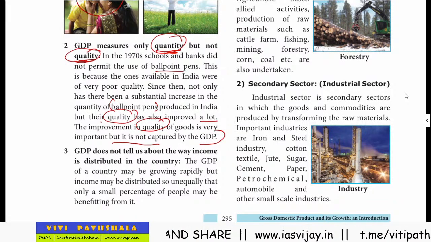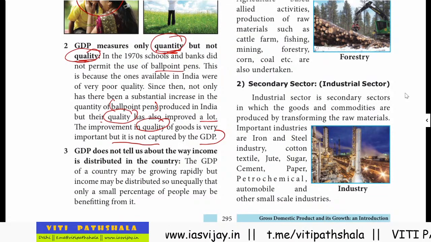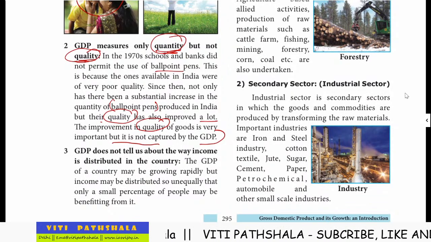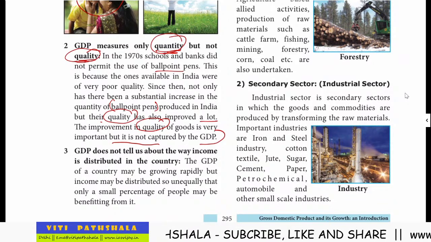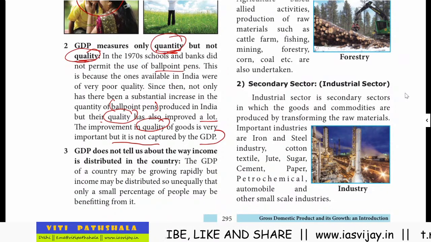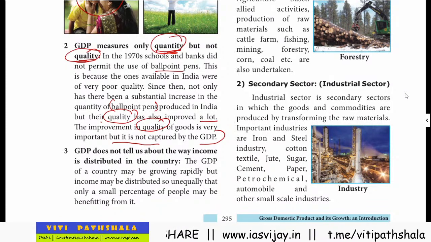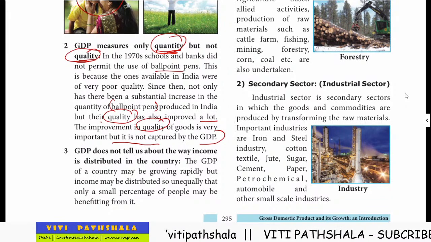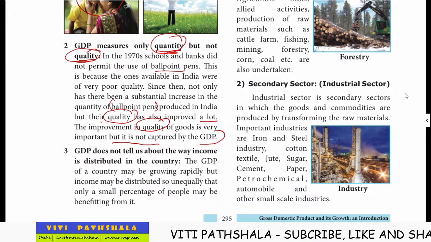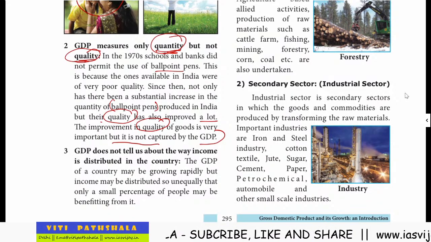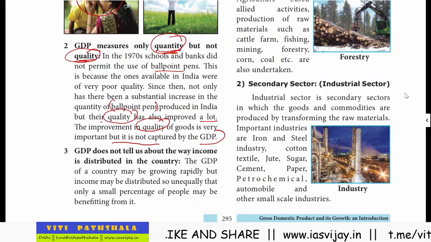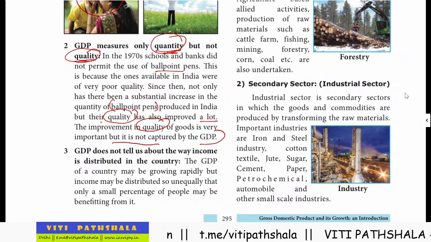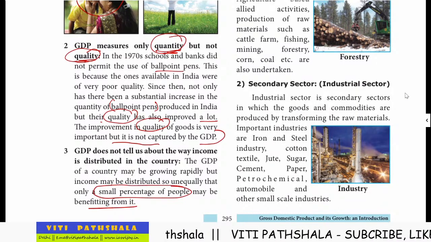Next, GDP does not tell us about the way income is distributed in the country. Now, the GDP of a country may be growing rapidly, but income may be distributed so unequally. For example, there may be a few people who have the maximum share in the economy, maximum income in few hands, and the others are suffering from poverty. So, GDP does not tell about that. The income is distributed so unequally in the country that only a small percentage of the people may benefit from it.